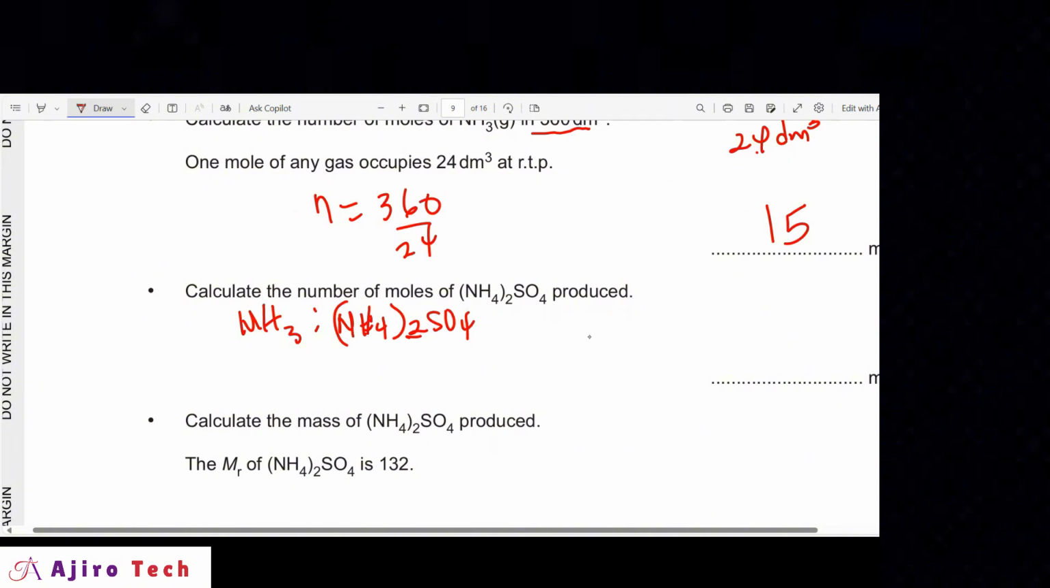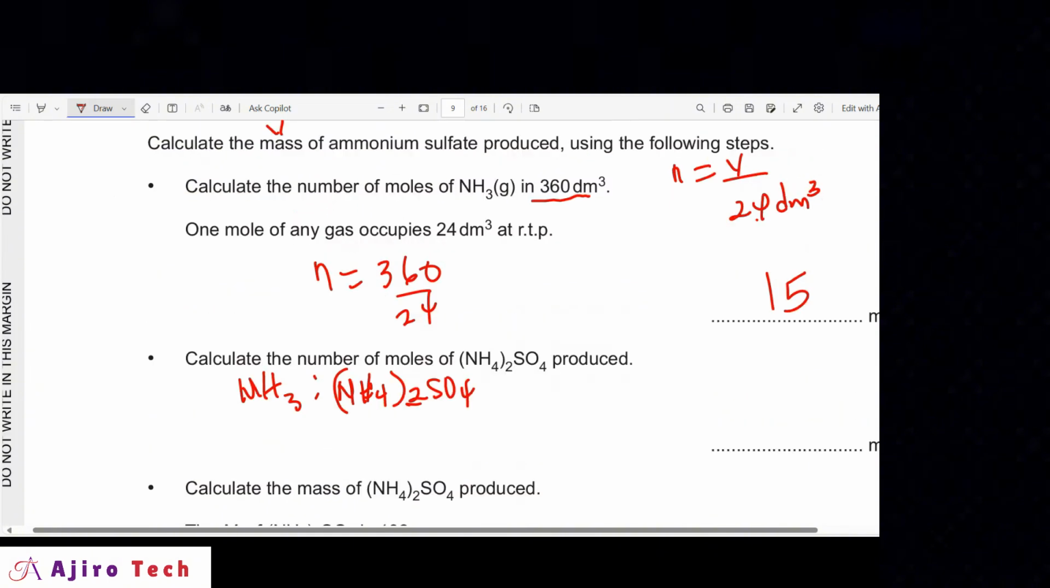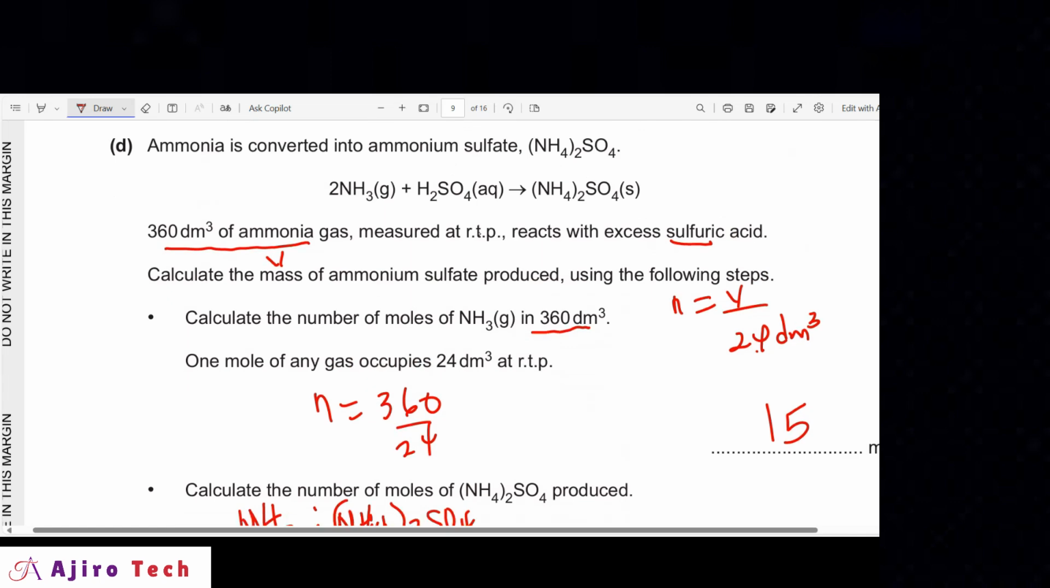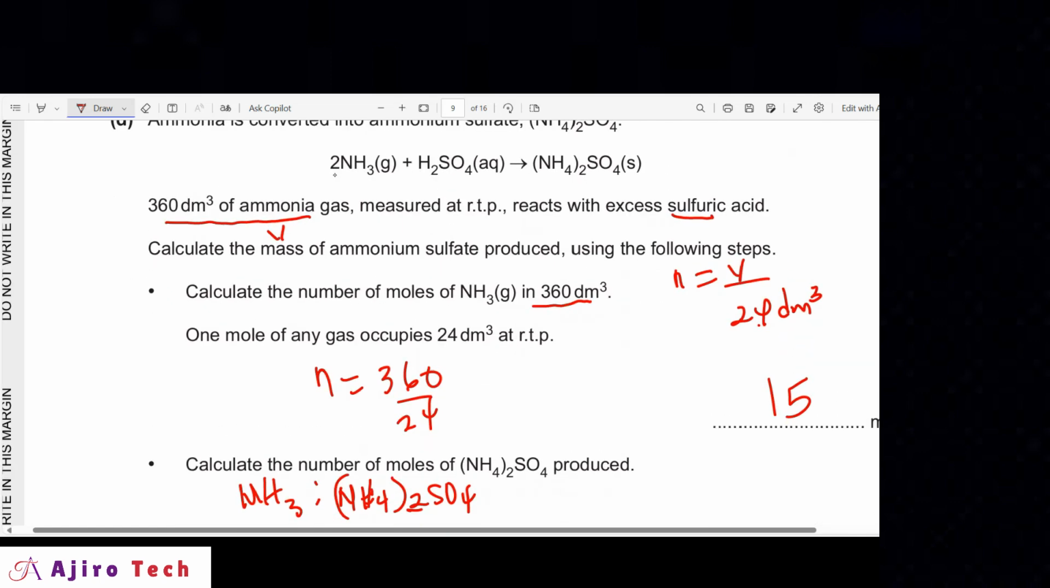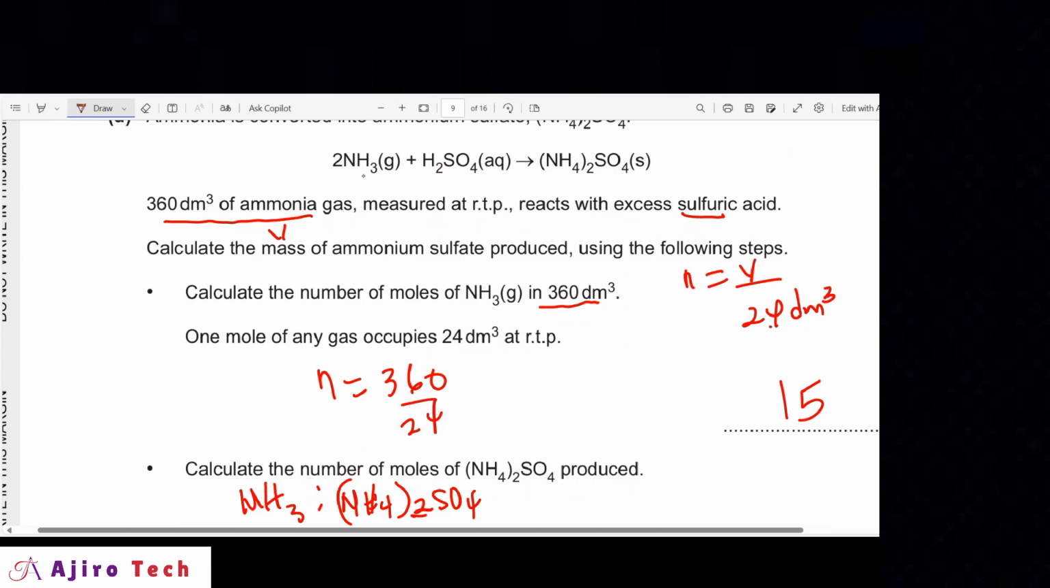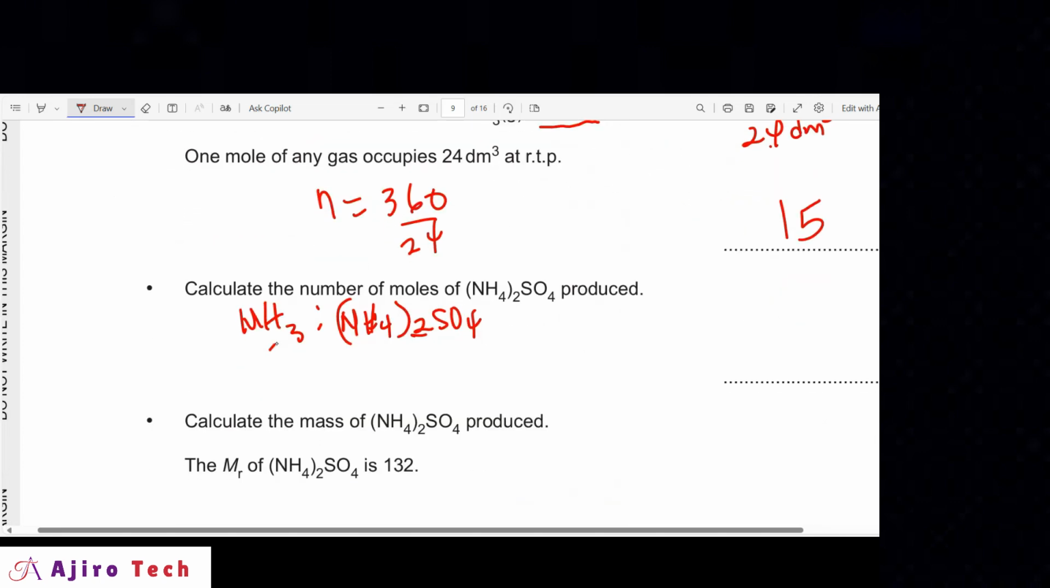So what's their ratio? Let's go back to the equation. What's the ratio they share? So it's 2:1. You can see the equation. 2 is the coefficient of ammonia here, and then 1 is the coefficient of the ammonium sulfate in the balanced equation. So we just have 2:1. Now, we just calculated the number of moles of ammonia to be 15. So 15 ratio, this is unknown. So 15 ratio X.